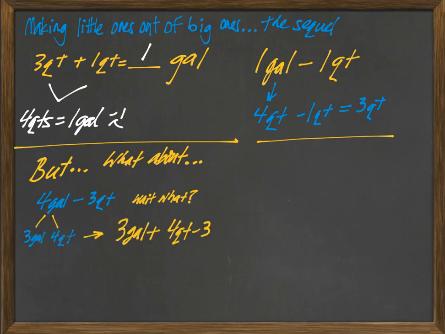This is what I would do. I would go ahead and convert that 4 gallons into 3 gallons plus 4 quarts. It's going to look like this. I want you to write it this way. I don't want you to leave this in your head. Yeah, I'm looking at you, Jake. 3 gallons plus 4 quarts minus 3 quarts.